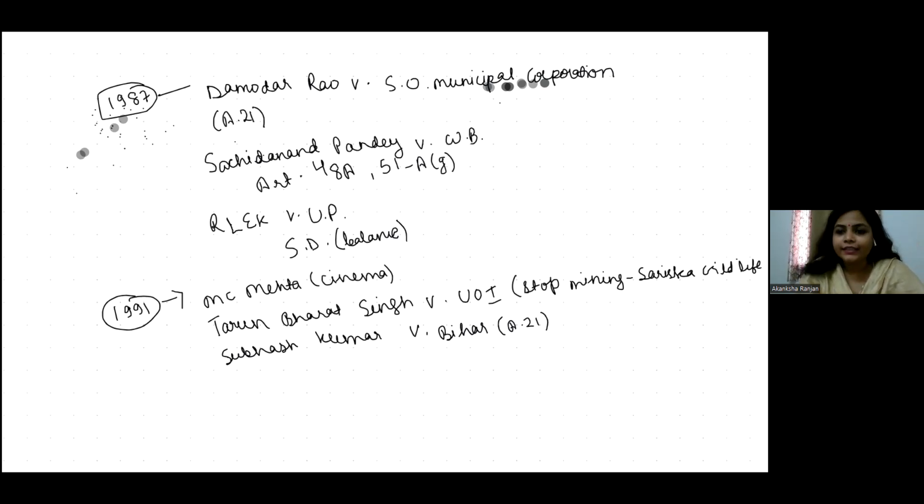Then RLEK versus UP, where for the first time the concept of sustainable development was discussed, and they discussed how there's a need to create a balance between industrial development and the environment. Then 1991, three cases again: MC Mehta, cinema theater wala, then Tarun Bhagat Singh, in which it was discussed that you need to stop mining in the area. Which area? Sariska wildlife area.